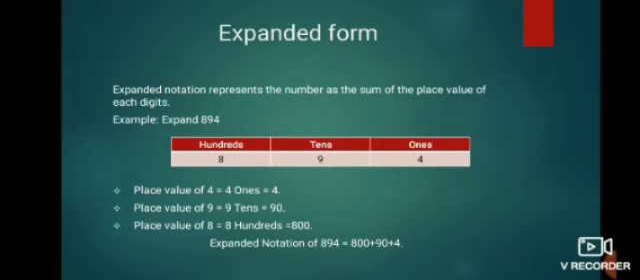The number 8 is in hundreds place, so there are 800. So the place value of 8 is 800. Next, as we already know how to write the expanded form: the expanded form means the sum of the place values. So you have to write 800 plus 90 plus 4.